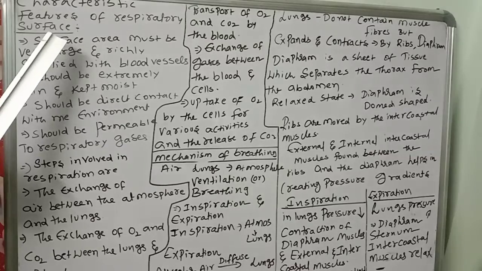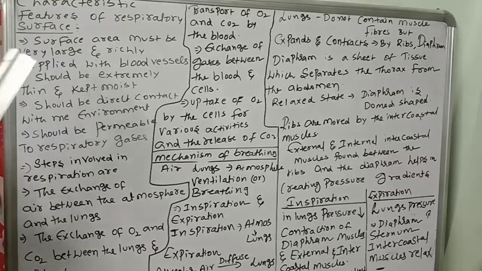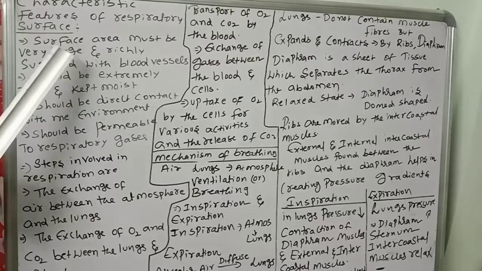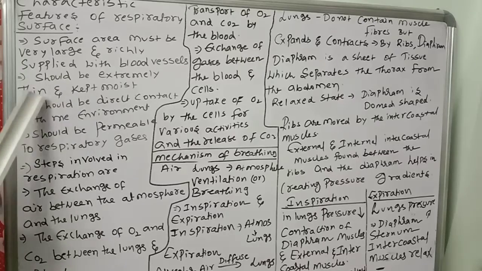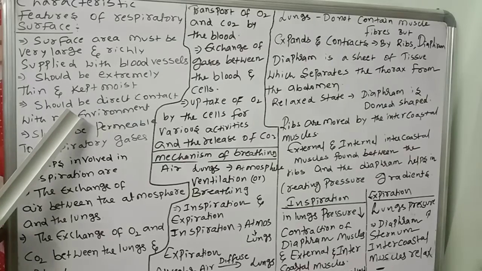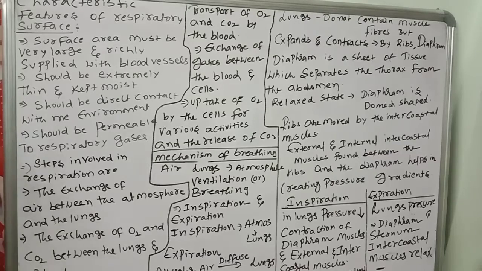Respiratory surface means the exchange of gases must take place there. So the surface area must be very large, richly supplied with blood vessels, extremely thin and kept moist. It should be in direct contact with the environment. This is important. Next, it should be permeable to respiratory gases: oxygen should go in, carbon dioxide should go out.